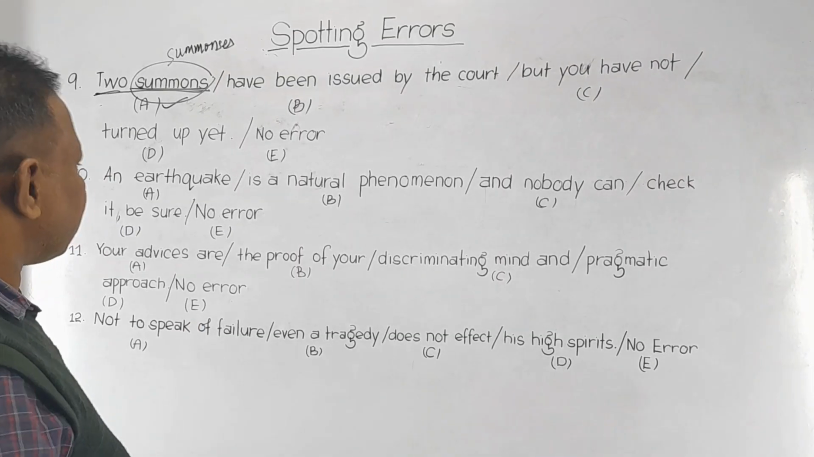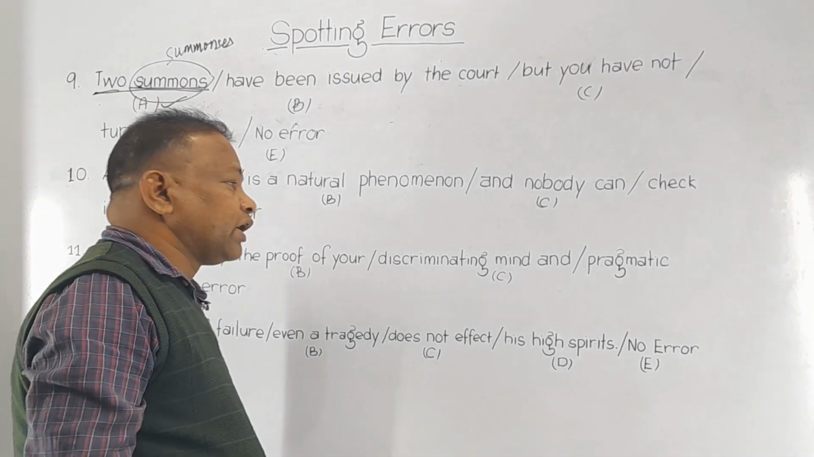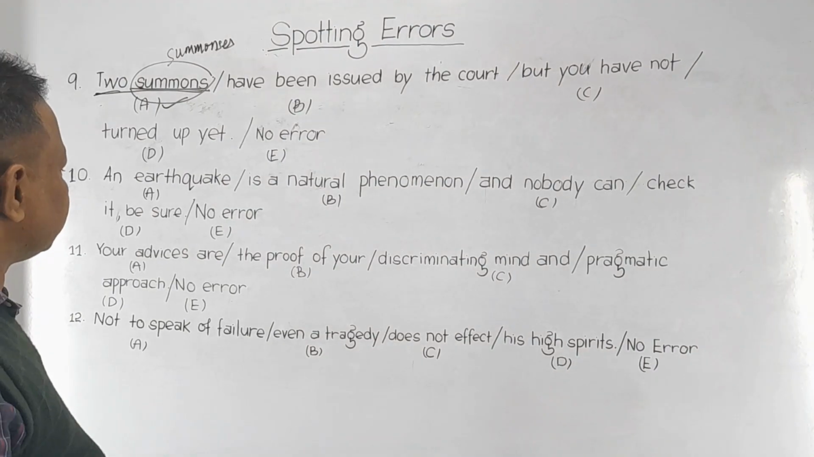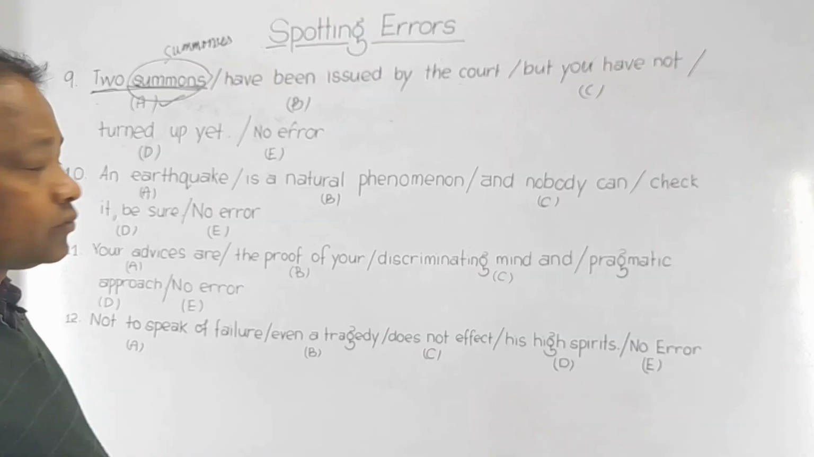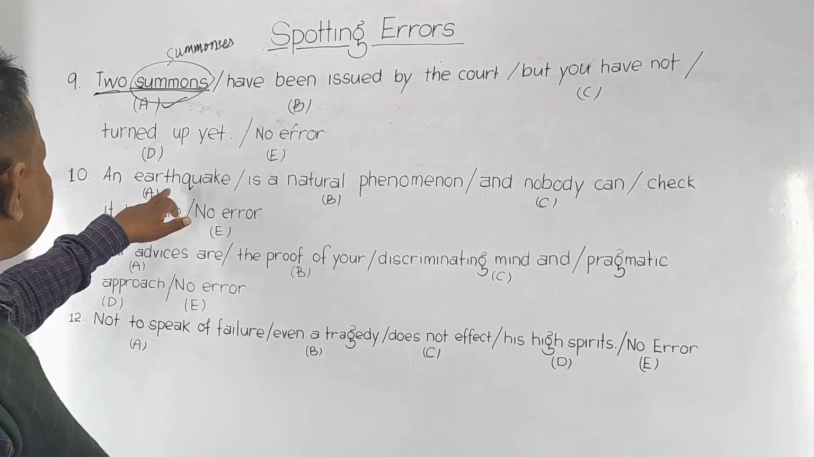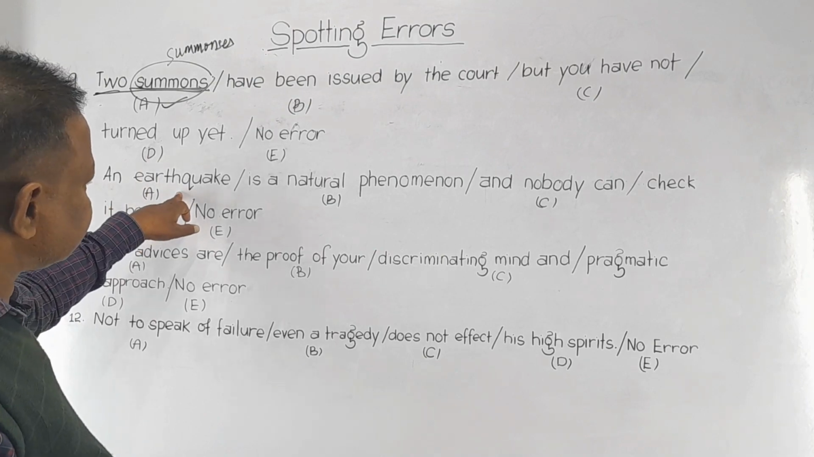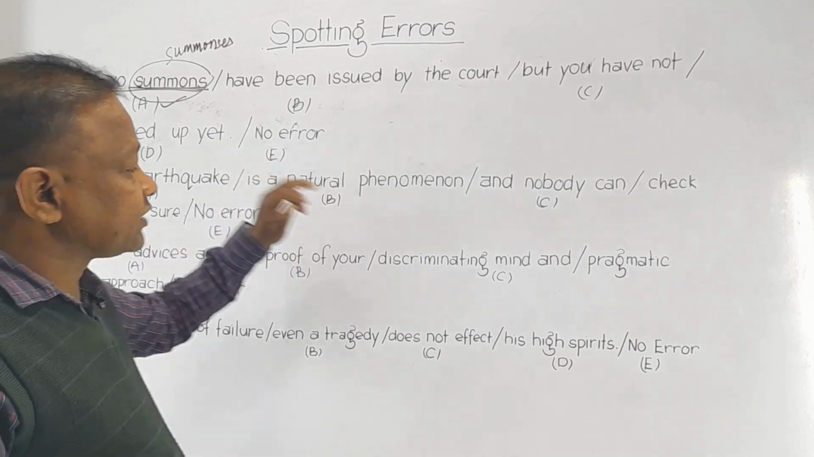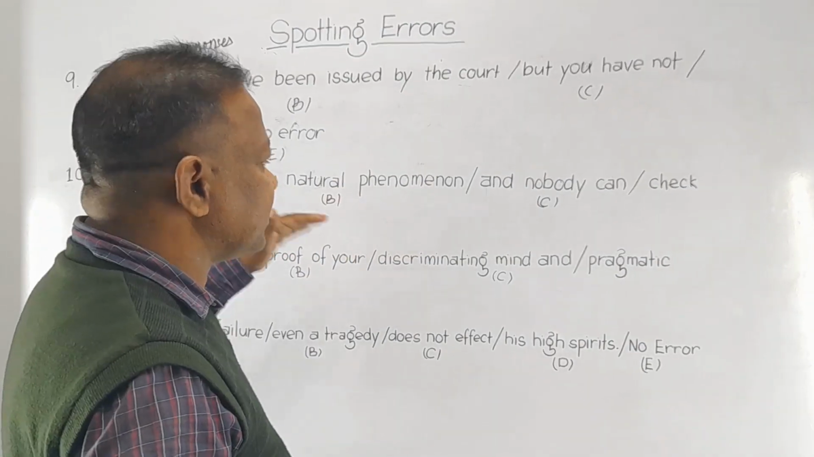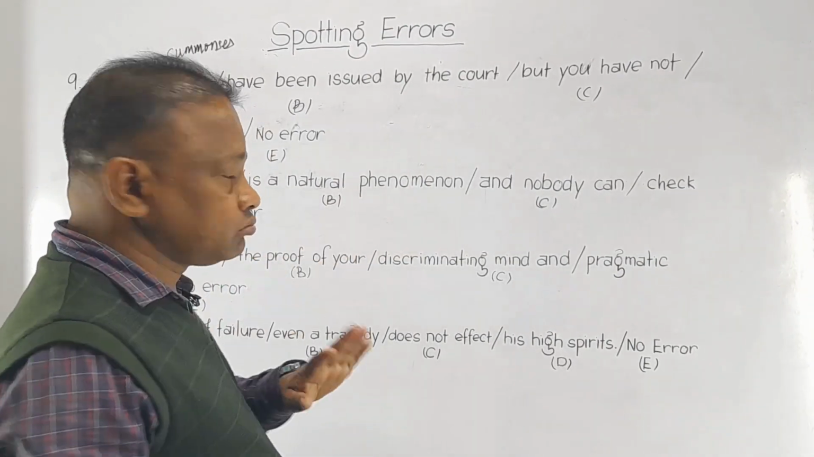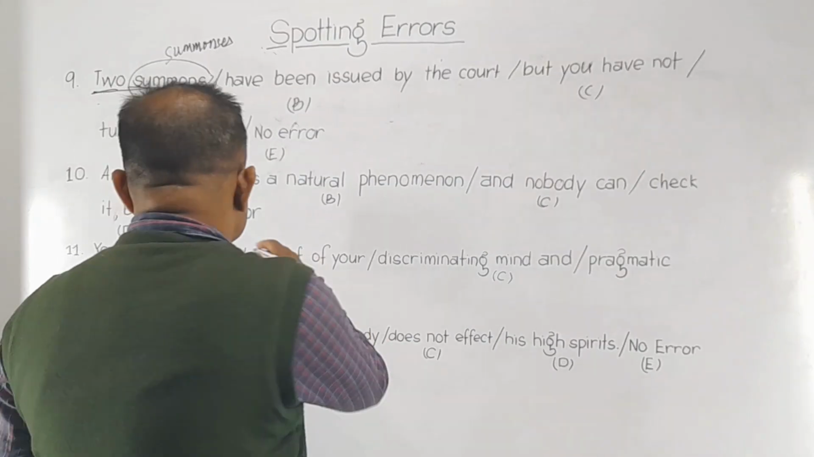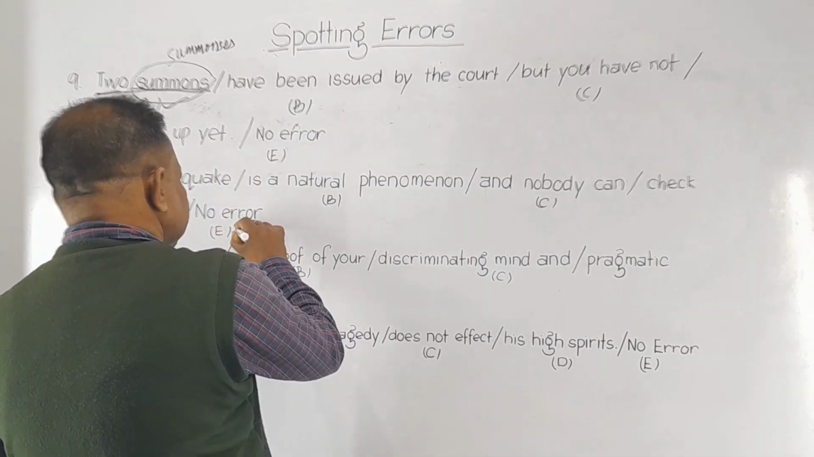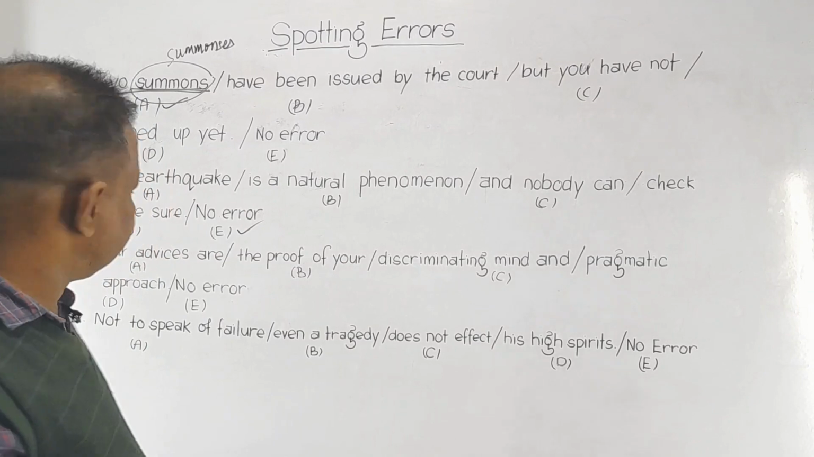Next, number 10. An earthquake is a natural phenomenon and nobody can check it. Be sure. Listen, let's find out the error. In part A, no, an earthquake is right. Part B is a natural phenomenon. This is correct. Part C, and nobody can check it, be sure. No error. This does not contain any error. Correct answer is number E.